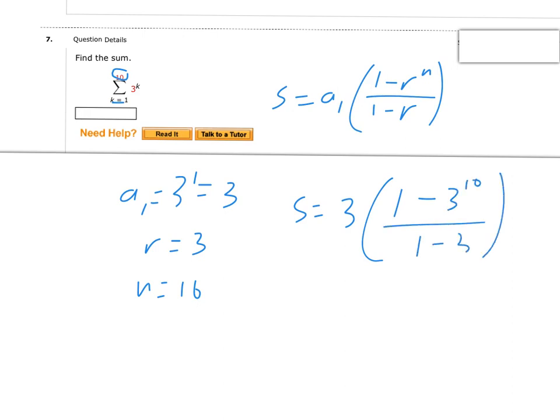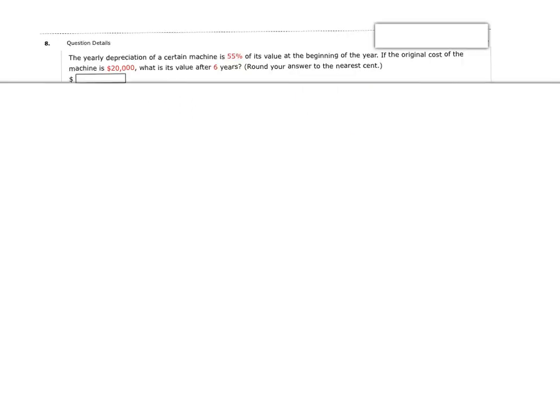And so I could say the sum is a1 times 1 minus r to the power of n over 1 minus r. I'm just going to type this in the calculator. I just need extra parentheses for the adding and subtracting in the numerator and denominator. So 3 times 1 minus 3 to the 10th divided by parentheses 1 minus 3. And I get 88572.